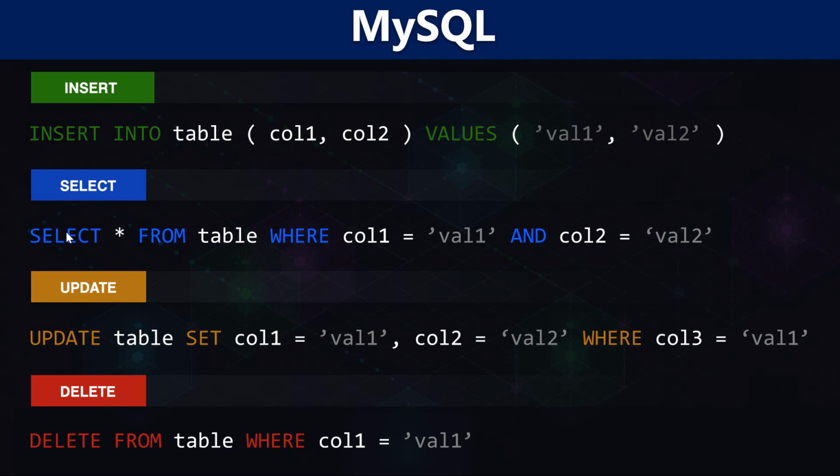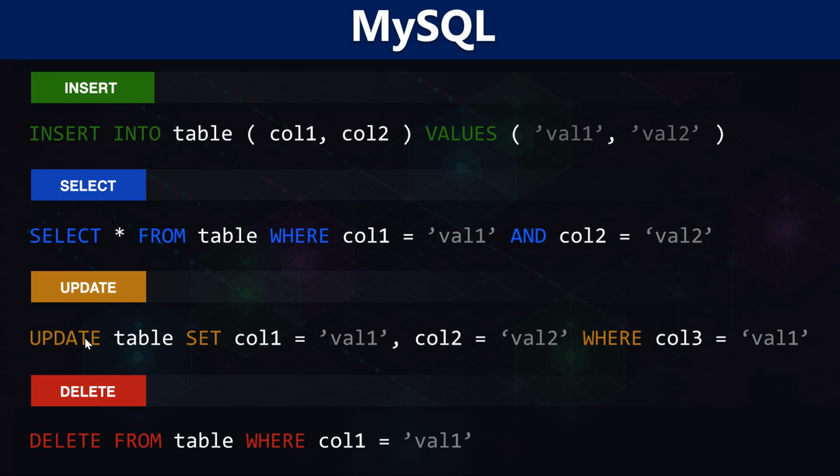Next up is SELECT, and we have the SELECT keyword followed by a star if you want to select all the records from the table. We have the keyword FROM, the table name, the keyword WHERE, and then the column name equals the value enclosed in single quotes. And you can also have as many columns as you want by adding them with the AND keyword, followed by the column name equals the value enclosed in single quotes.